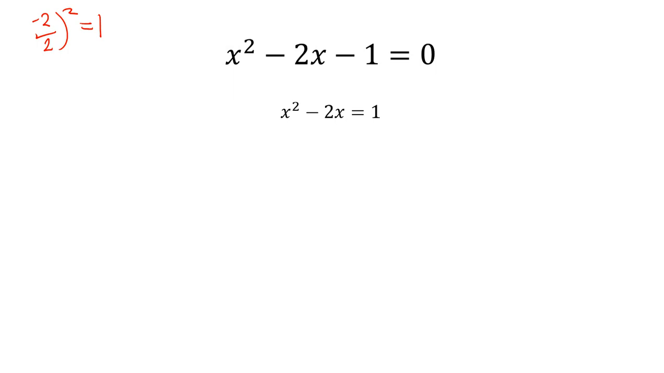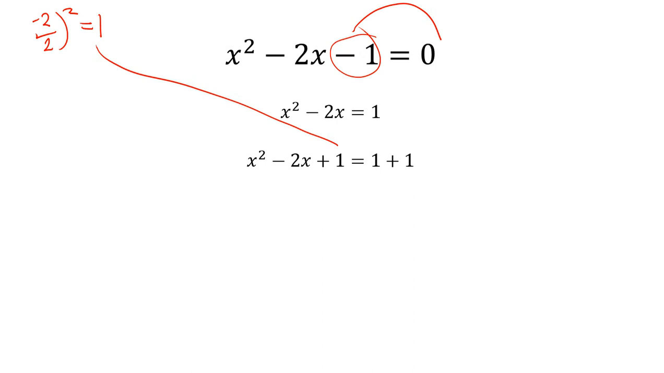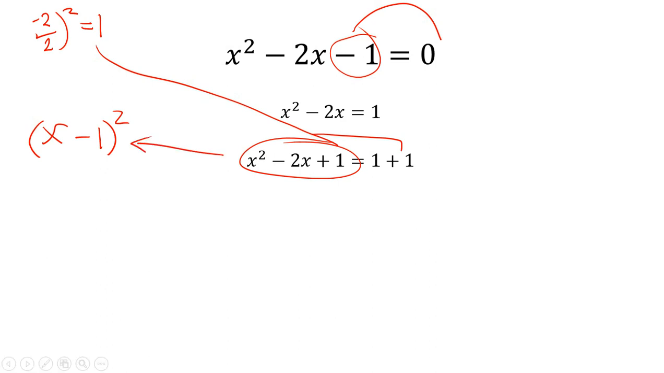Okay, so we're going to move this 1, and then we're going to add 1 to both sides. Okay, and those are the 2 right there that we've added. Now the left-hand side can now turn into x minus 1, that whole thing squared, using our completion of the square, which is going to be x plus b over 2. Okay. So now we can rewrite it, so it's x minus 1 squared is equal to 2.